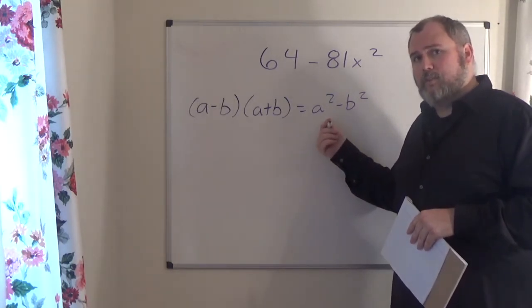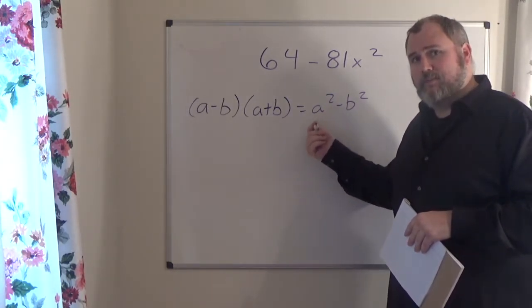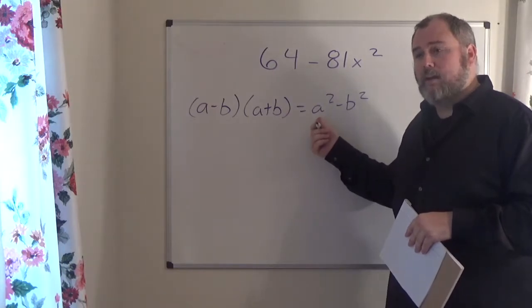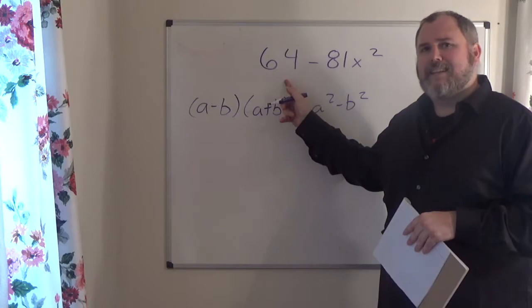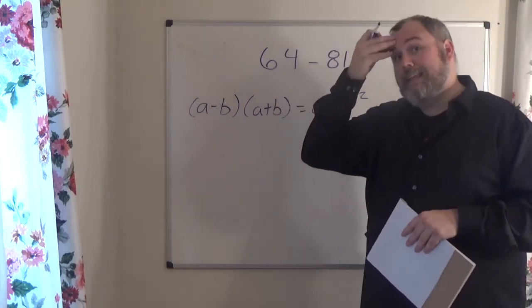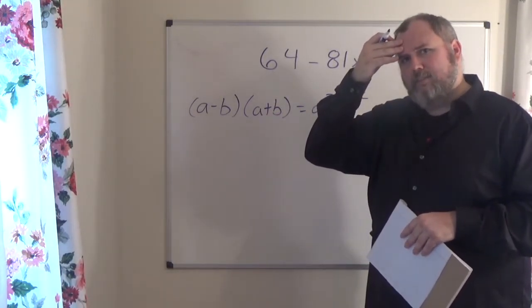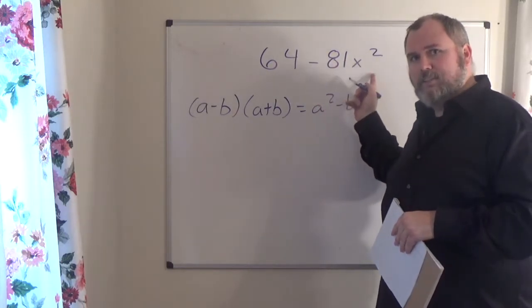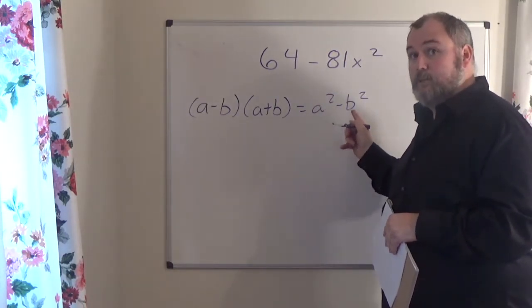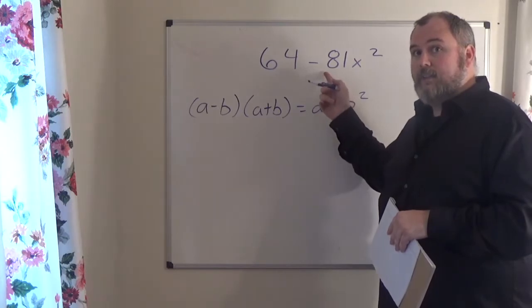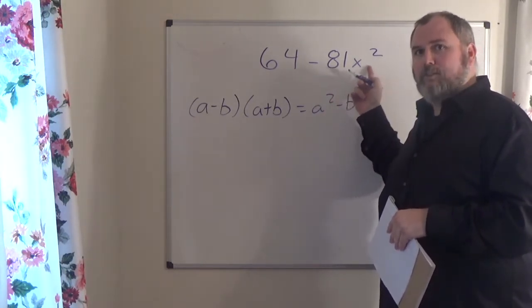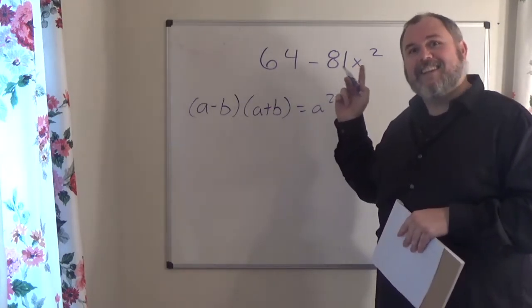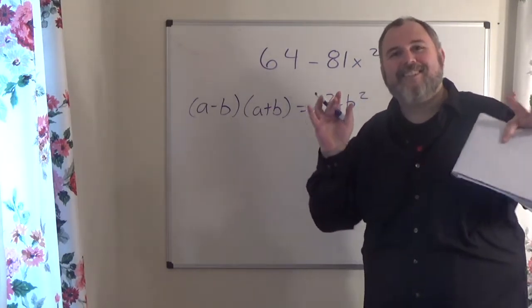Well, according to this, our special product, a squared, this first term right here should be a square. Well, is 64 a square number? Yes, it is. So, wait a minute, that's telling us something. Okay, so that's a square. What about this term? According to this, the second term should also be a square number. Well, is 81 a square number? Yes, it is. Is x squared a square number? Yes it is. Oh, wait a minute, what's this telling us?